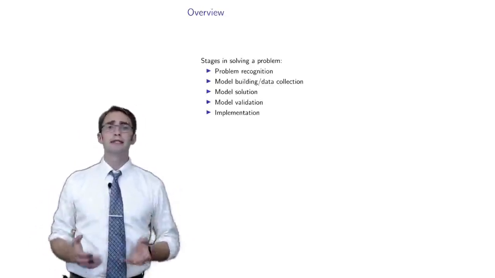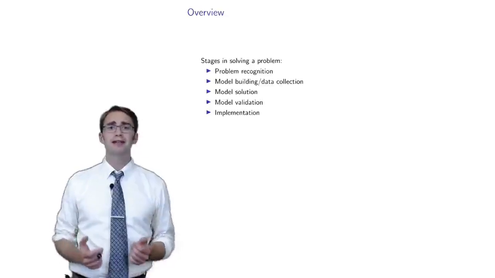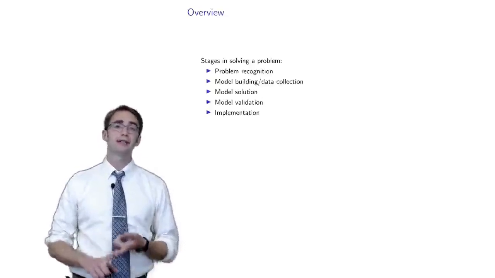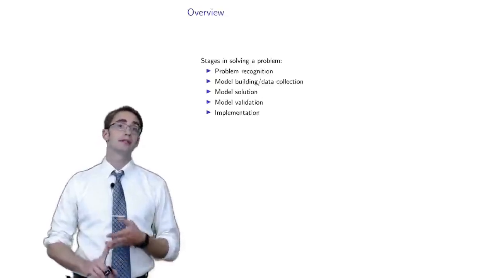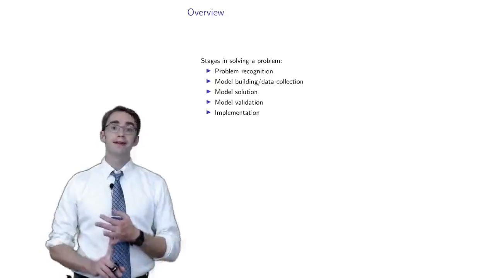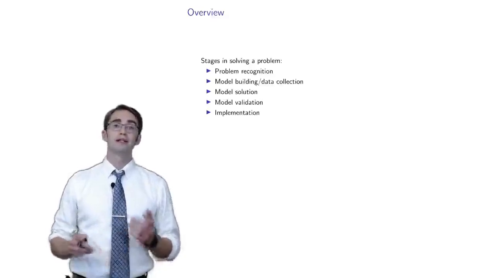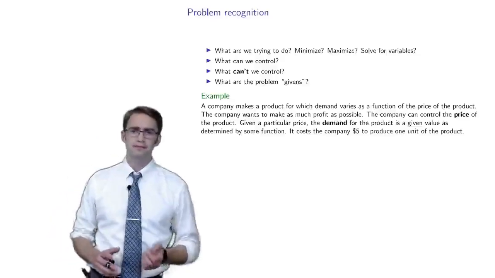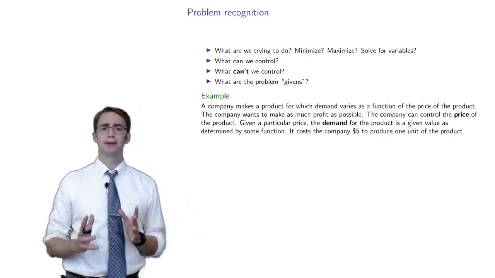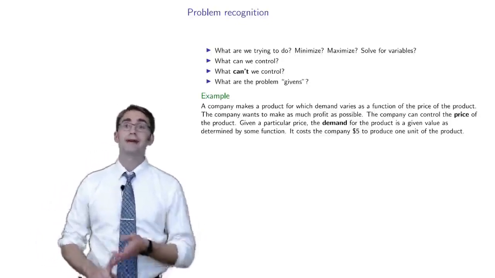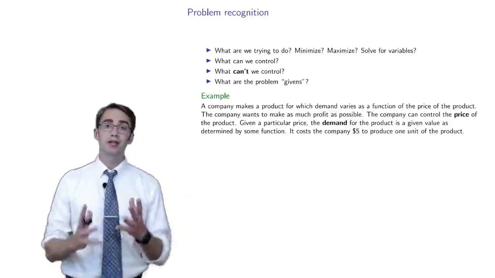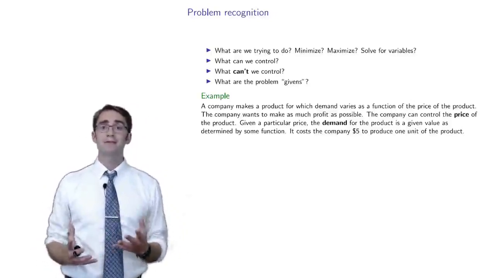Let's talk about the stages of mathematical modeling when you are trying to solve a problem. I like to think of the stages of solving a problem as having 5 parts to it. There's the recognition of the problem, there's building the model and data collection, there's solving the model, there's validating the model, and then there's implementing it. So what do I mean by all these things? Problem recognition is step 1. What are you trying to do? Are you trying to minimize your costs? Are you trying to maximize your profits? Are you just trying to solve for some variables that make people happy?